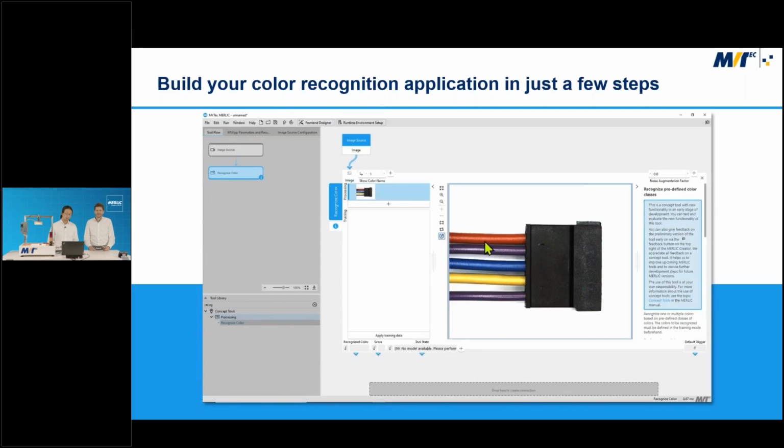After that, we should define the region of interest on the image to tell the model that we want to recognize colors in these regions. And in this case, we want to recognize the colors of the 5 cables. So we define 5 regions on the cable.